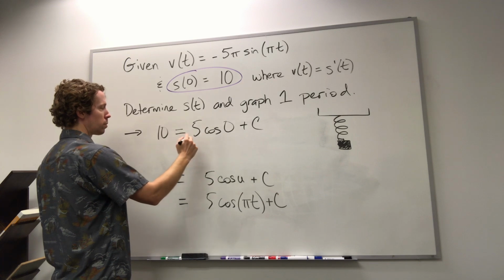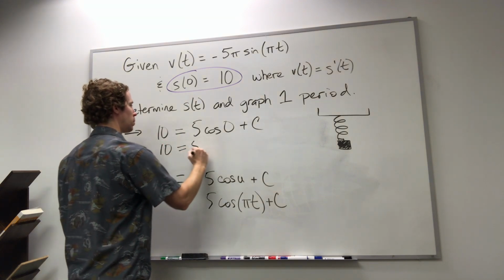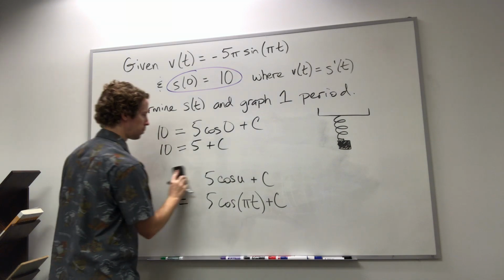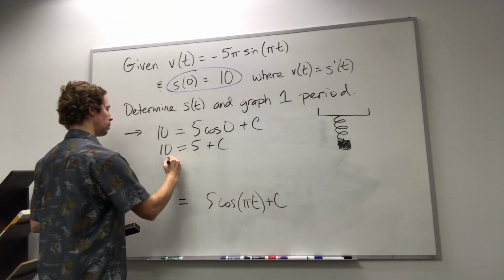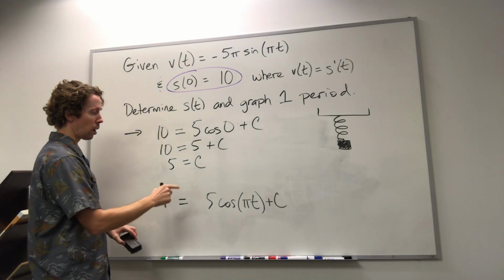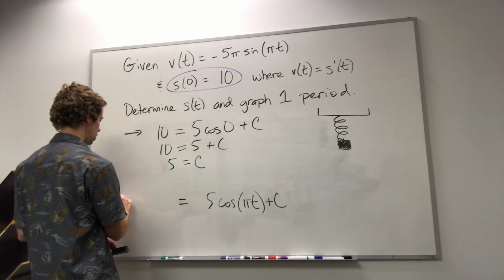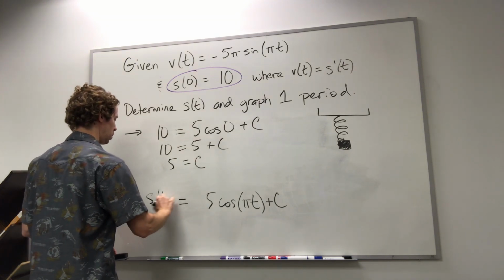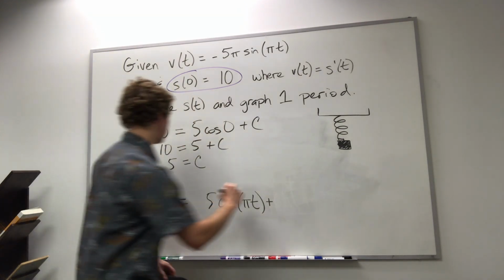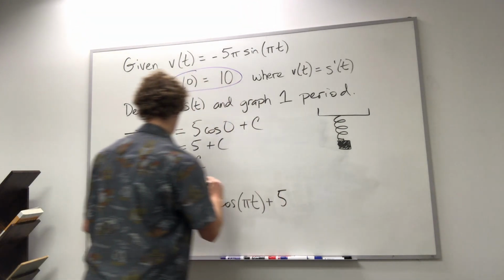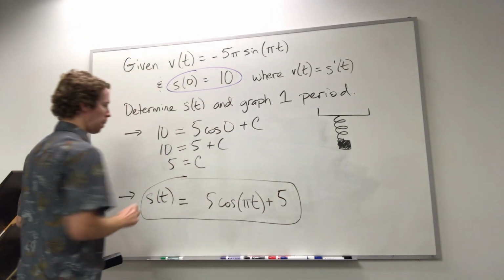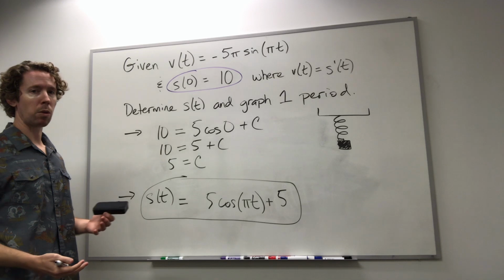So I get this equation, subtract 5 from both sides. It tells me C. So now I can update my position function. This C is equal to 5. So that's the main thing that I wanted to do.